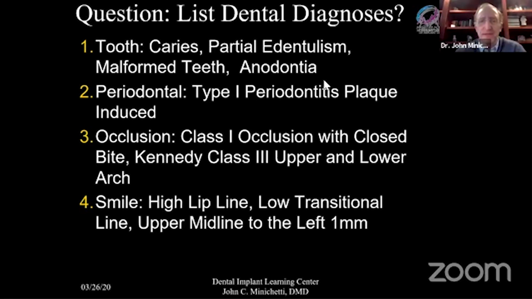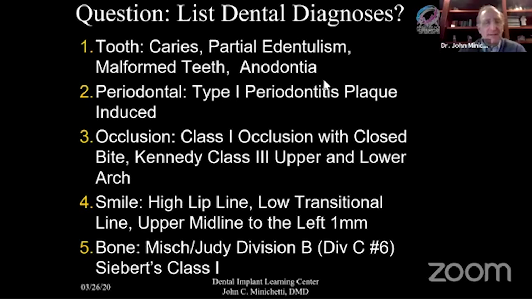She's got a high lip line. Her transition's low, the upper midline. So what do some of these things relate to? And then here we are with this division B, according to Misch's article, and a Siebert's class 1 classification. So when we're talking about this diagnosis, it starts giving us treatment options for this patient.